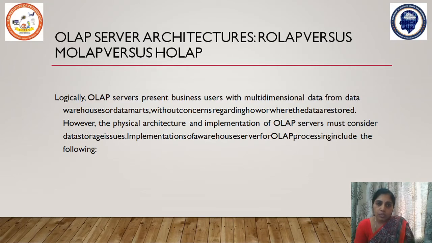What are those? First one, you have the ROLAP server. ROLAP servers are intermediate servers that stand between the relational backend server and client front-end tools. They use a relational or extended relational DBMS to store and manage the warehouse data, and OLAP middleware to support the missing pieces. An OLAP server will include optimization for each DBMS backend implementation, like aggregation, navigation logic, and additional tools and services. So ROLAP technology tends to have greater scalability than MOLAP technology.